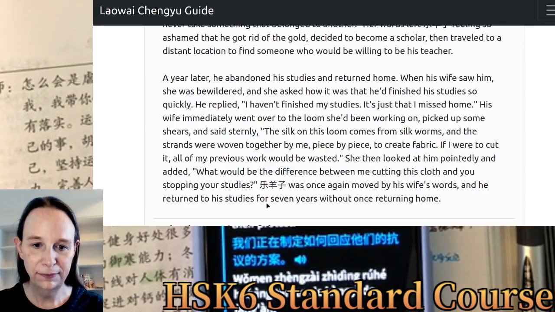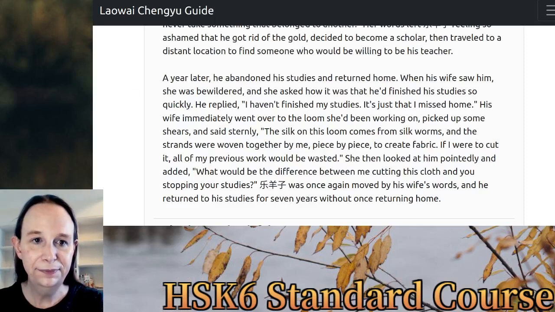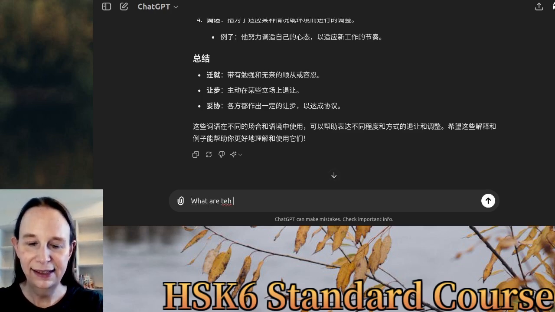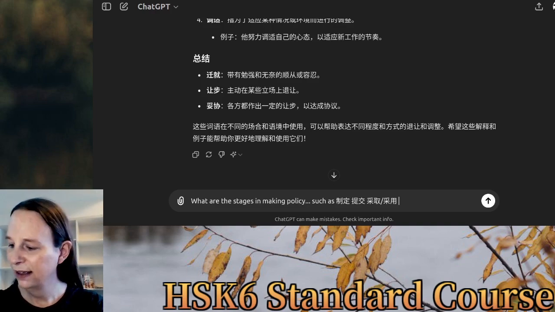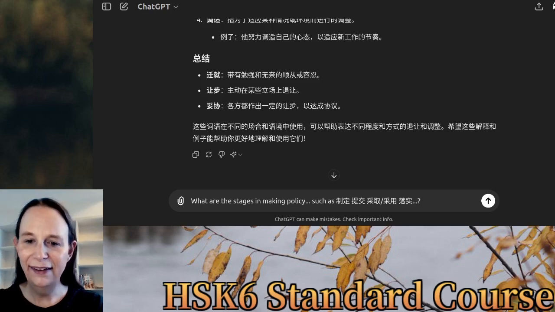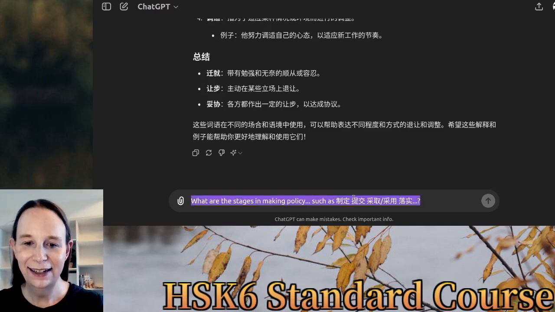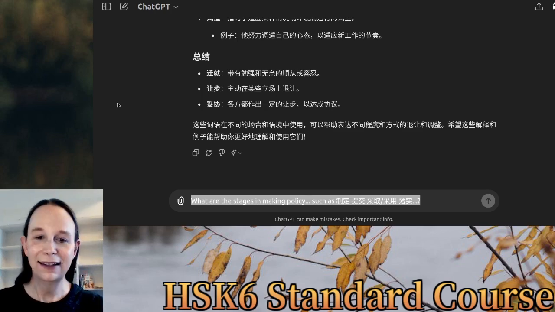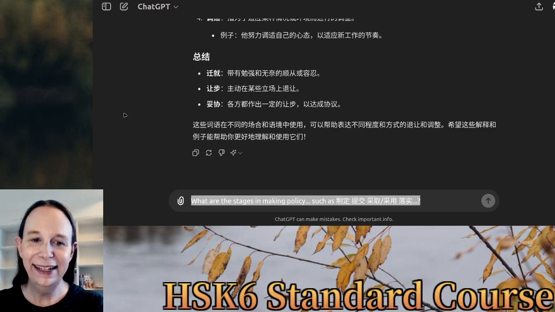Let's ask ChatGPT. What are the stages in making policy, such as 制定、提交、采取和采用？这么说，采用，落实。Are there others? I'm a little confused. What others? ChatGPT will be good at this. It's good at filling in all the gaps. Sorry. Weird weather today. Rained heavily. It's very humid. I'll refresh the page.